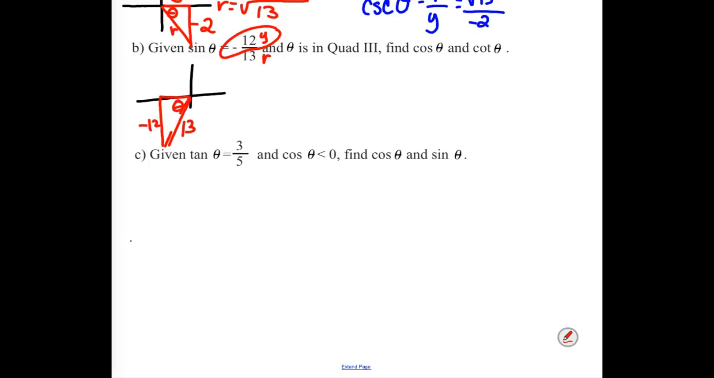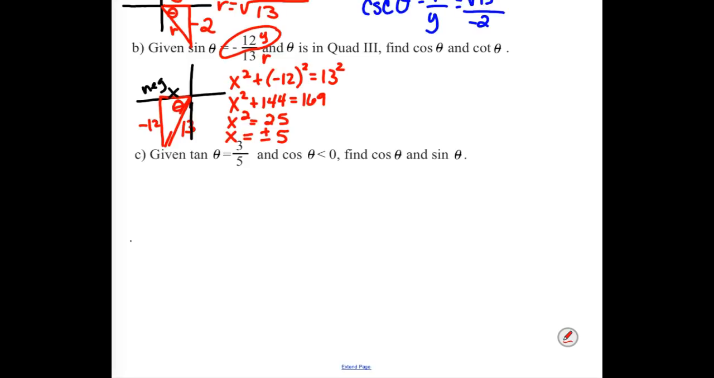All right, so we've got our angle here. We need to figure out our x value. And x, because it's in quadrant 3, is going to be a negative value. Going through the Pythagorean theorem, x squared plus negative 12 squared equals 13 squared. So x squared plus 144 equals 169. Subtracting, x squared would be 25. X would be positive or negative 5, but because we are in quadrant 3, we need the negative 5 version of that. So we now know that x is negative 5.